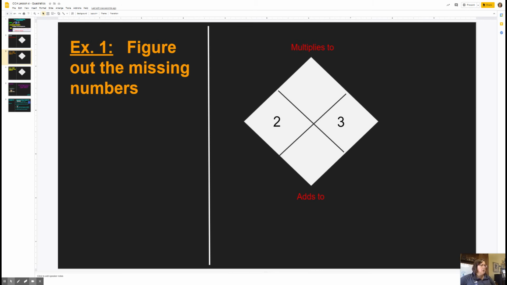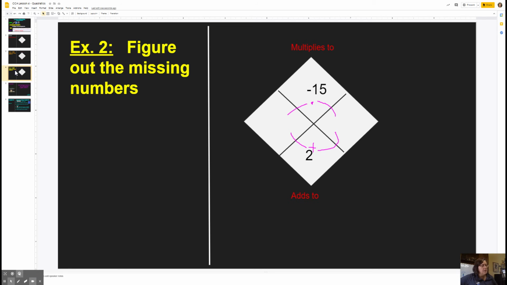All right, so knowing what we know about the diamond problems, what number will go in this top part? Yeah, super easy, right? 6. And how about the bottom? Super easy again, right? All right. So again, when you're given the two numbers on the left and the right, you multiply them to make the number in the top part, and then you add them to make the number in the bottom part.